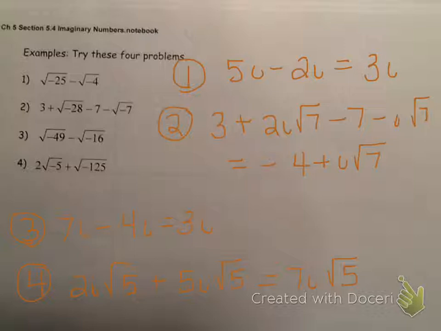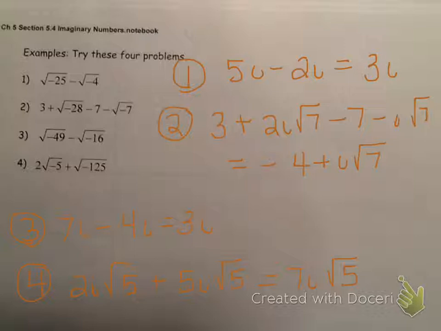Okay, so the 4 problems are listed here, or the work is done here. The first one, square root of -25 is 5i, square root of -4 is 2i, so 5i minus 2i is 3i. In the second one, we break down the square root of -28 to 2i square root of 7, and the square root of -7 to i square root of 7. Combining your like terms, we get -4 plus i square root 7.